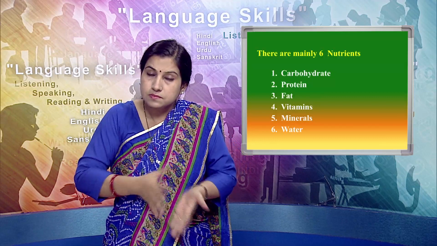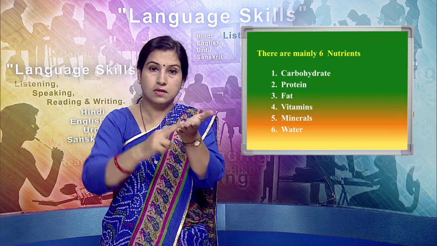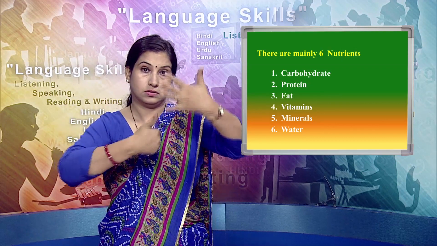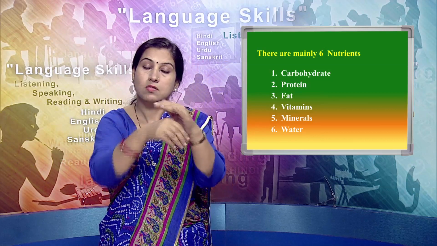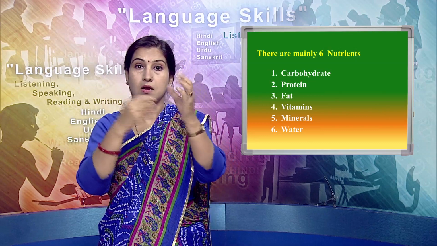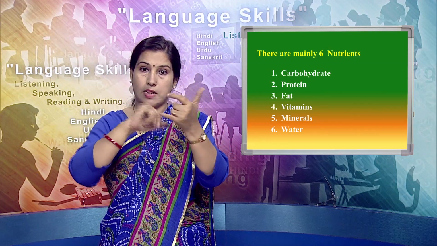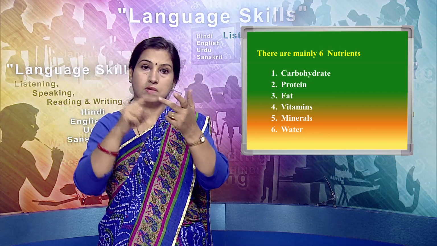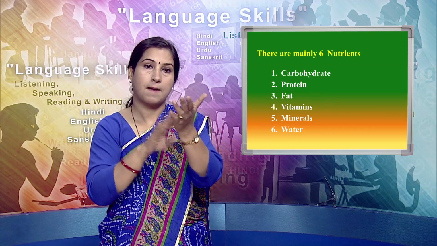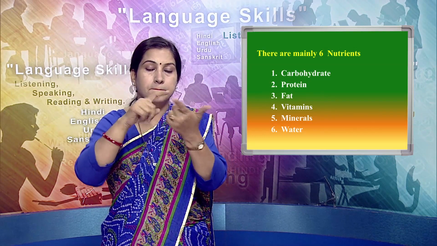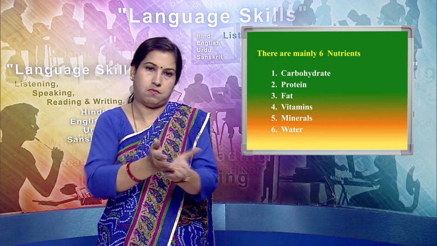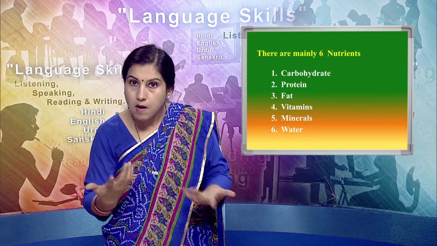Now we will learn different kinds of nutrients. There are mainly 6 nutrients: carbohydrate, protein, fat, vitamins, minerals, and water. We will learn one by one about their functions and food sources also.